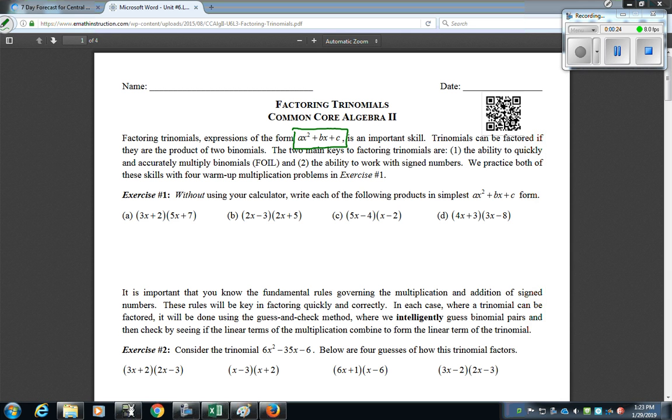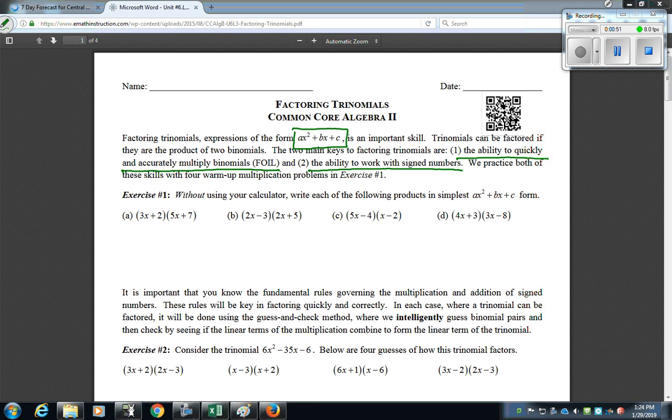But the big thing with this, and they talk about this in the top part, you have to be good at these two skills to be really good at factoring, which is the ability to accurately multiply binomials using FOIL, or you need to be able to be really good with signed numbers. So multiplying positive and negative numbers, knowing the relationships and the type of answers you get out.